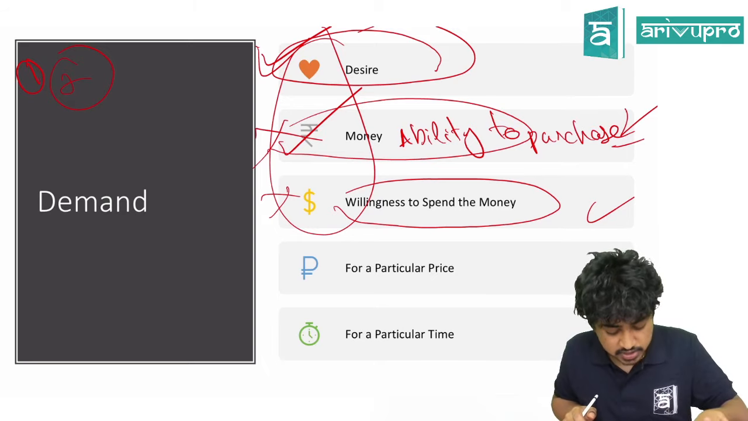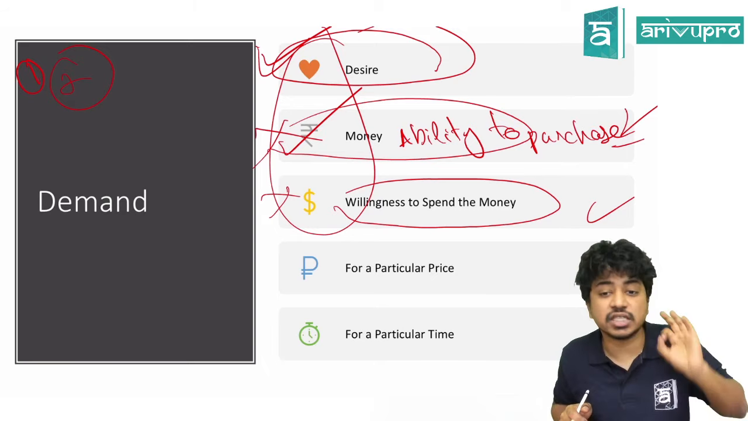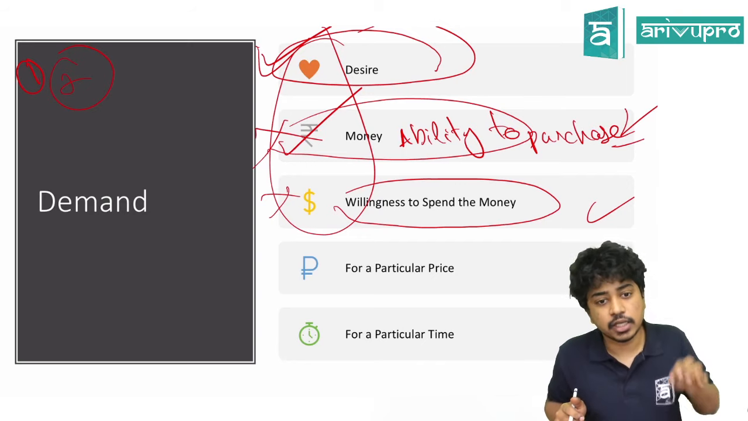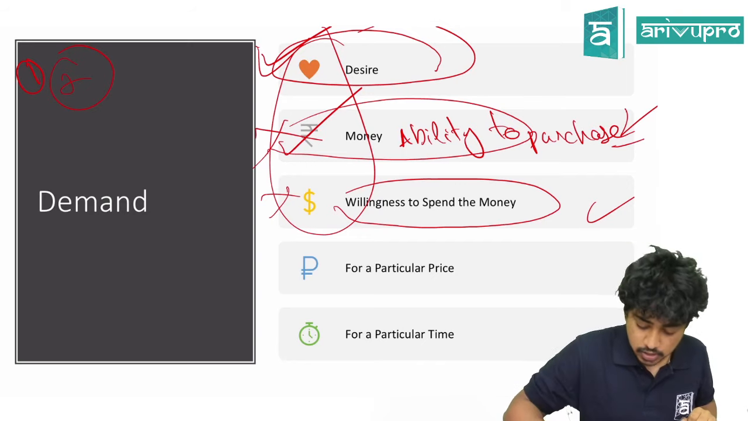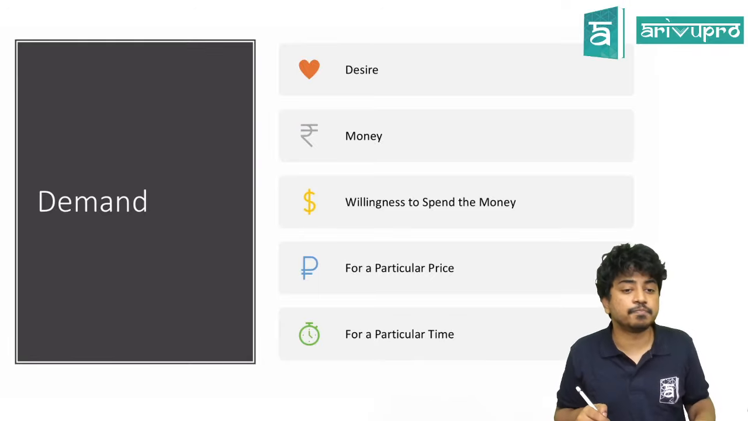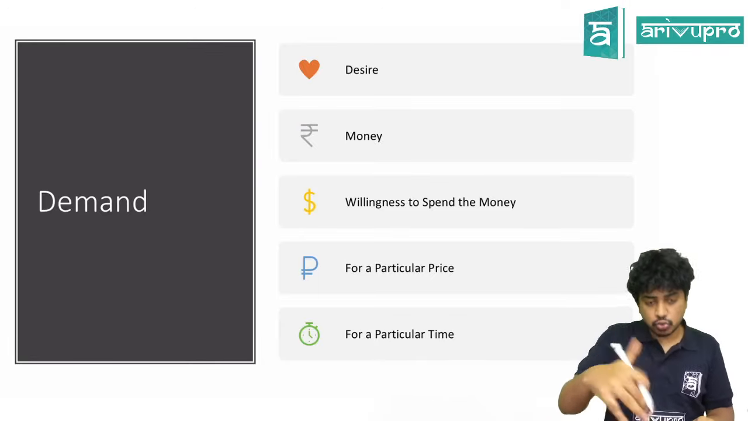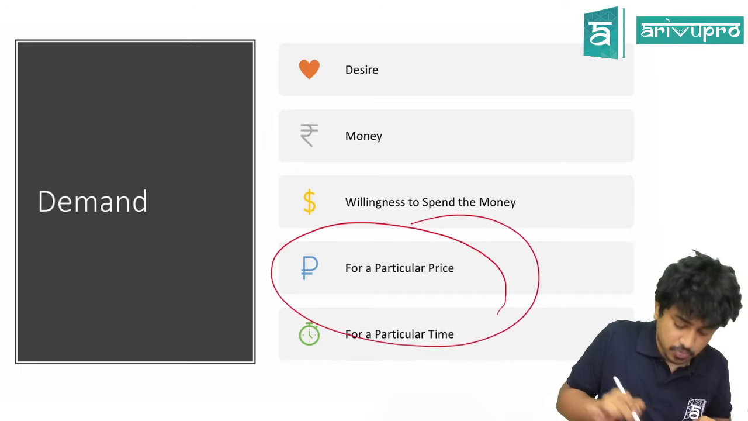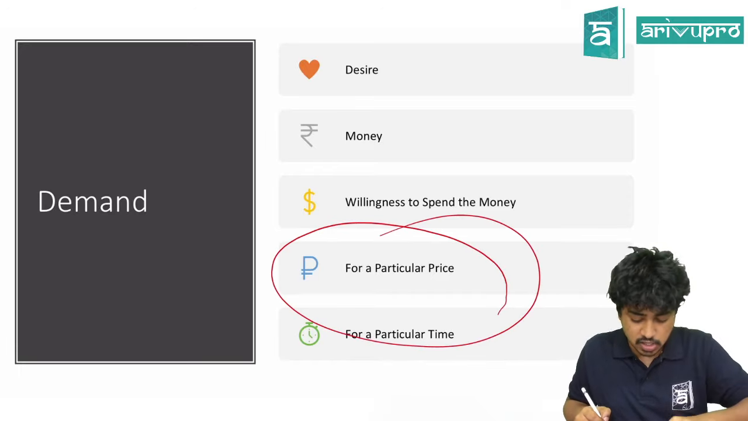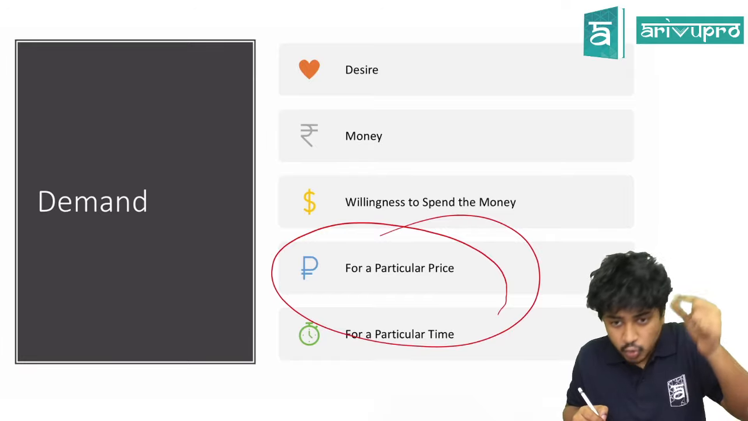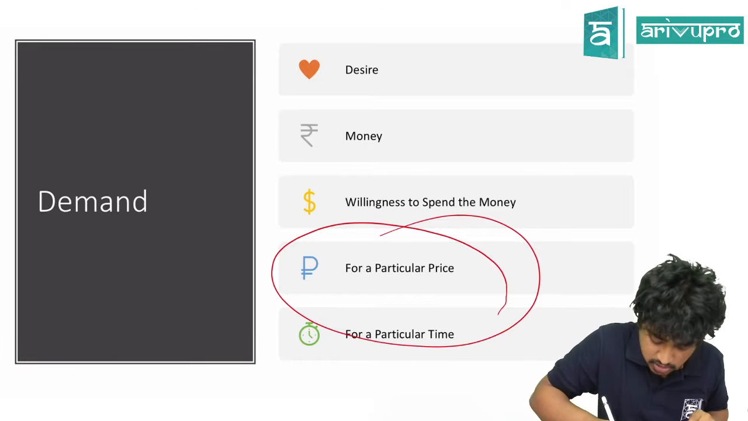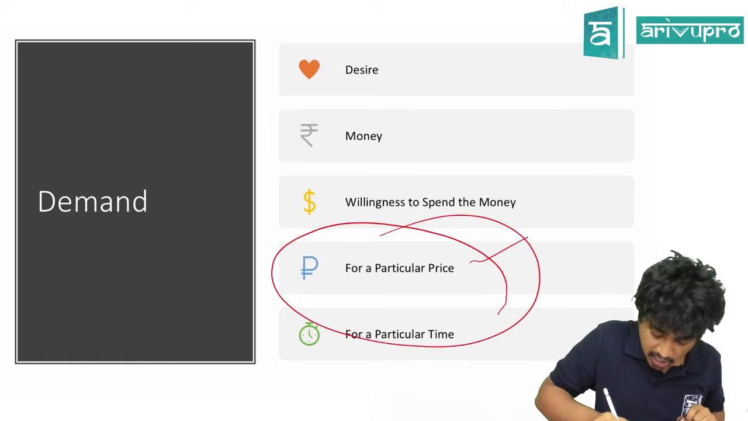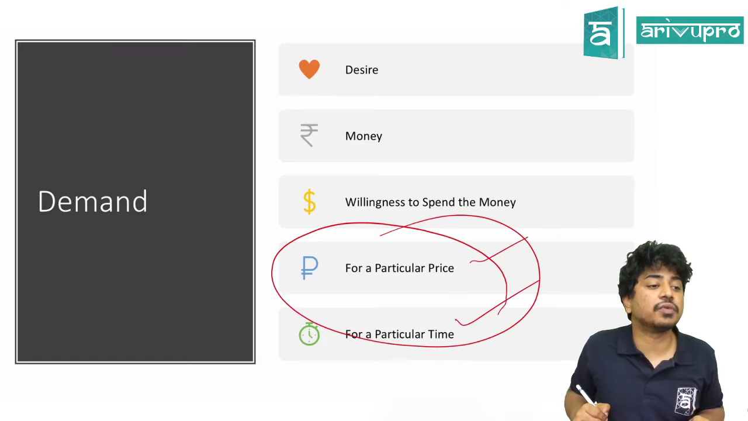You should have the desire, you should have the ability as well as willingness. Then only it will constitute effective demand. Are we clear here? Now, to further state, demand is always expressed. To quantify demand, this is the effective demand, but to express demand, you will express it for a particular price and for a particular period of time.